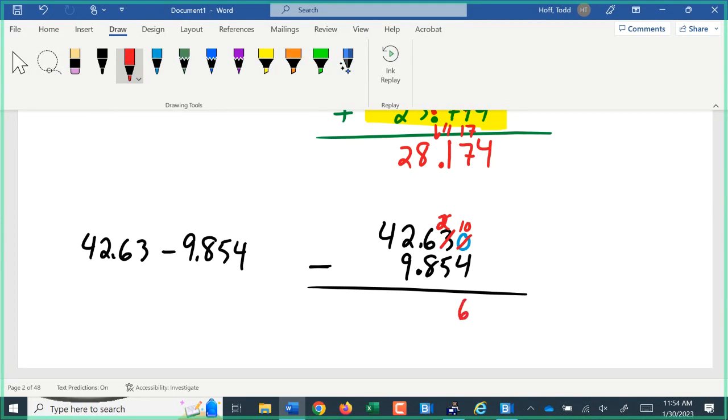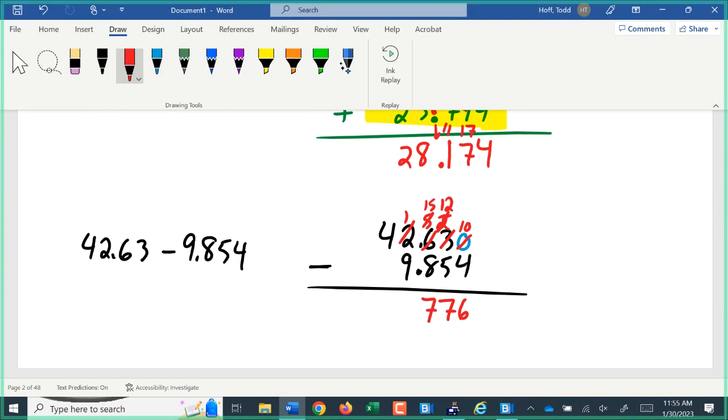Now 2 minus 5 can't be done. So we again have to borrow. 6 becomes a 5. 2 becomes a 12. 12 minus 5 is 7. 5 minus 8 cannot be done. So we have to borrow. 2 becomes a 1. The 5 becomes a 15. Again, notice the decimal point did not affect our borrowing at all. We borrowed right past it. 15 minus 8 is 7.